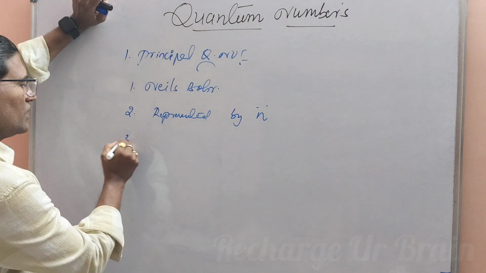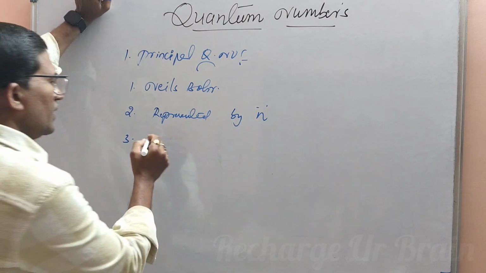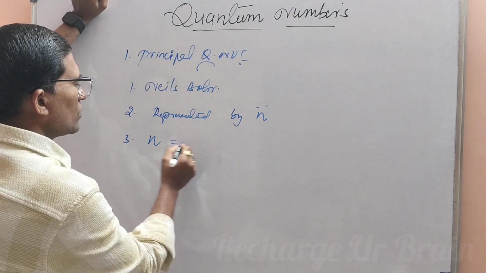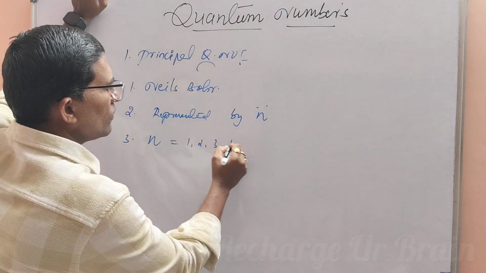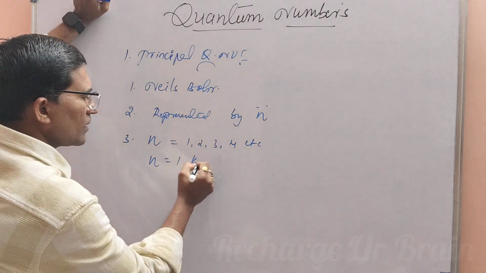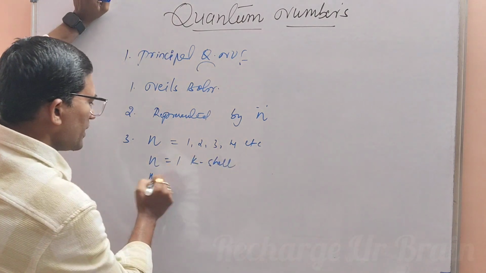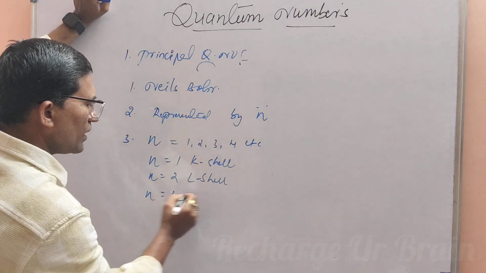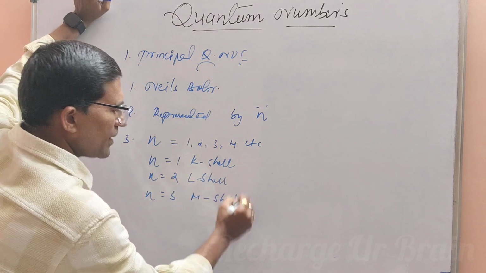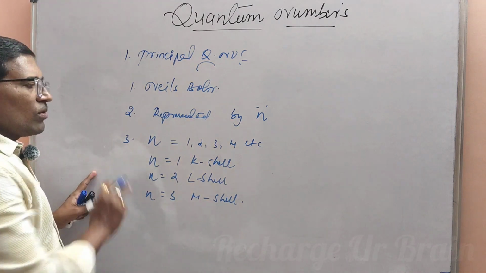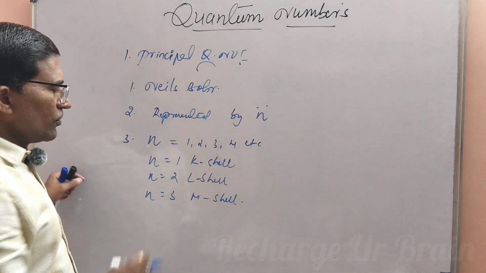N denotes the type of shell. N is equal to 1, 2, 3, 4, etc. You can also write N is equal to 1, nothing but the K shell. N is equal to 2 is called the L shell. N is equal to 3 is called the M shell, and so on.